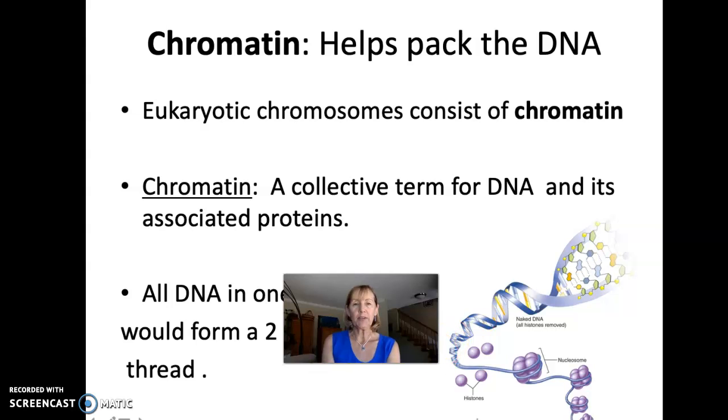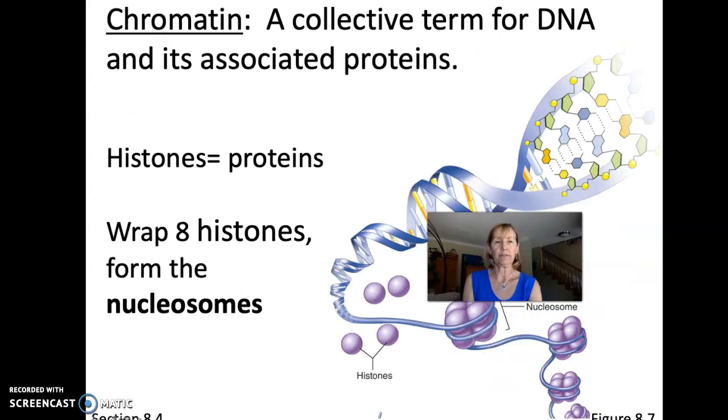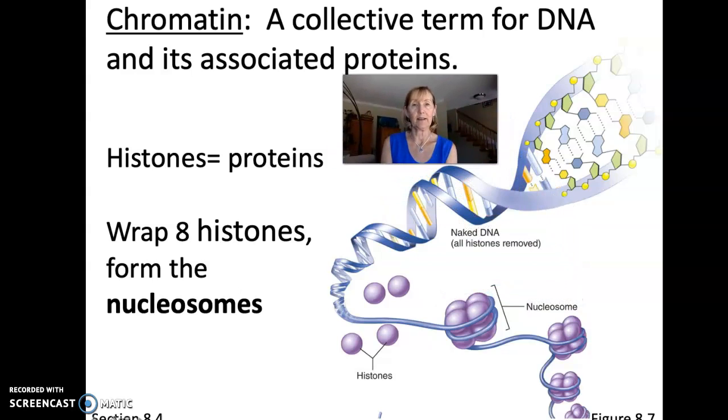So I'm telling you here that all DNA in one human cell would form a 2-meter thread. So there's my thread that's going 2 meters long, right? Pretty long thread. And putting it in a form that we can actually organize it in a cell is essential. Remember that a cell is going to divide. You have one cell that's going to divide into 2, and you're going to have to put half of those chromosomes in one and half in the other. And there's got to be an elegant way to do that.